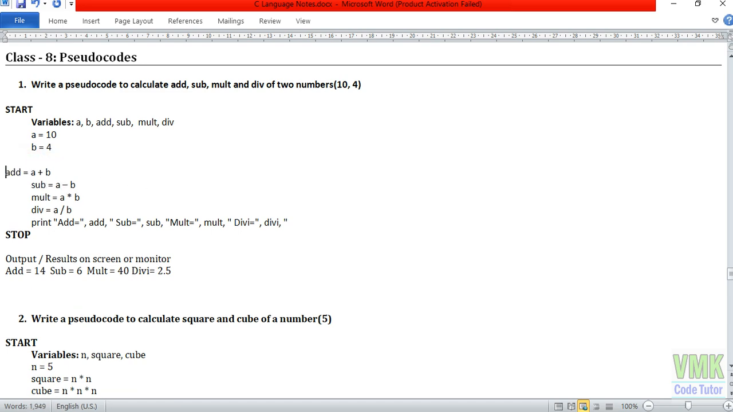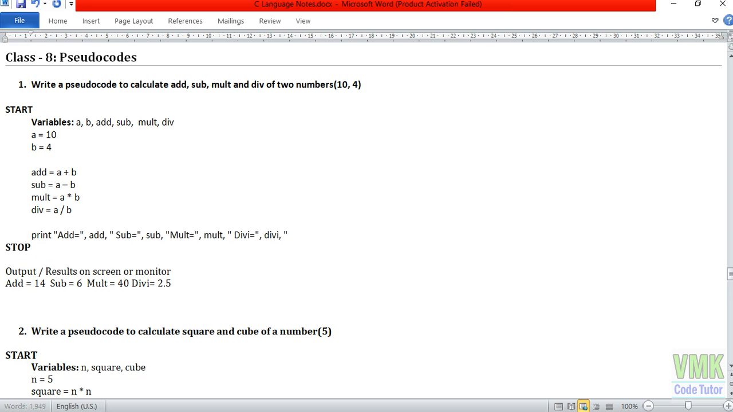After storing, then you have to write the calculation steps. In the calculation steps, you can see that addition is equal to A plus B, subtraction is equal to A minus B, multiplication is equal to A multiplied by B, division is equal to A divided by B. Then print the result. This is what we are printing as the result: add is equal to add value, subtraction is equal to, this is the description.